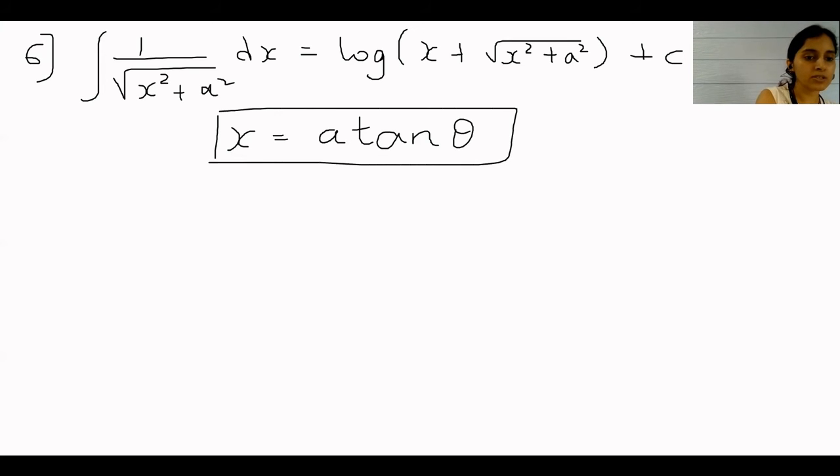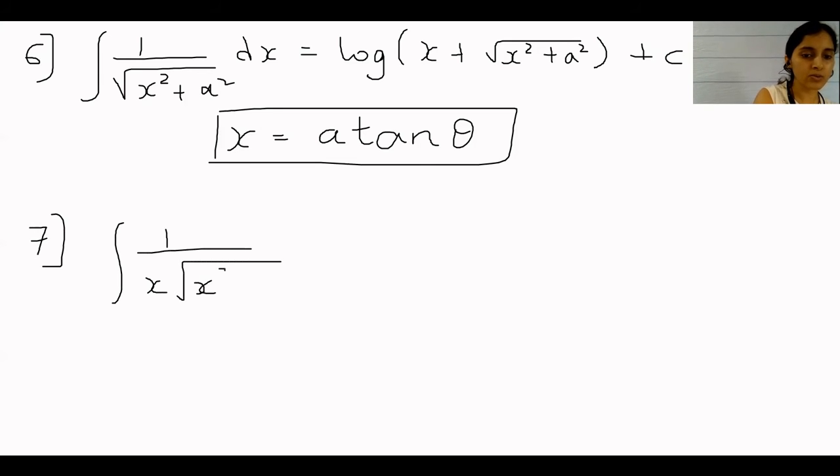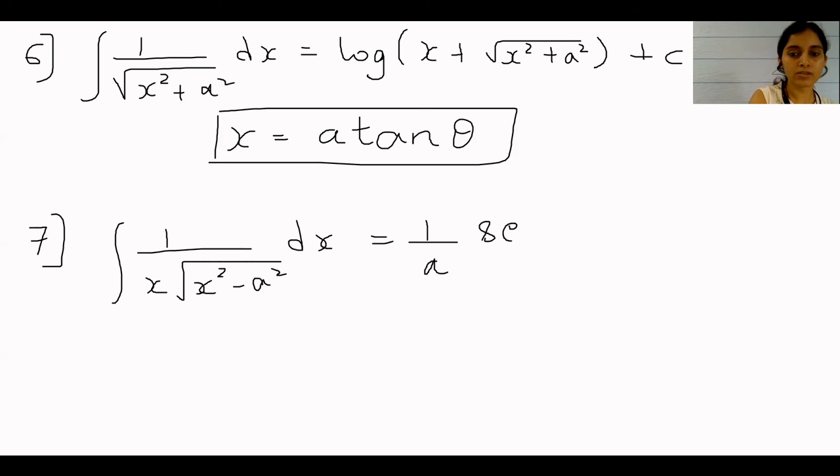Okay, this is for the sixth one, and the seventh one is the integration of 1 upon x root of x square minus a square dx, which is equal to 1 upon a sec inverse x upon a plus c.